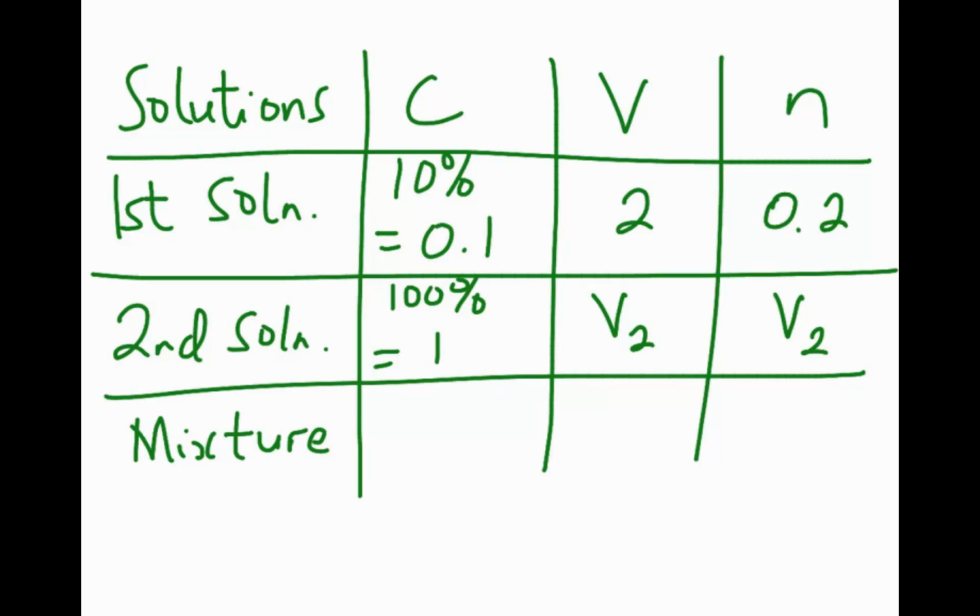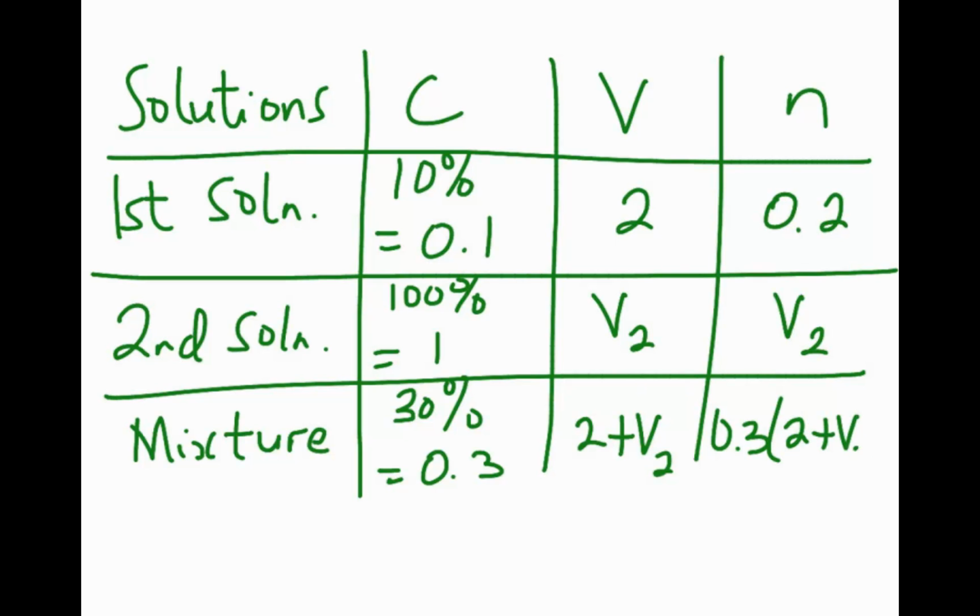And what do we want to have? We want to have 30%, which is 0.3. The volume is an arithmetic sum, 2 plus V2. And then when you multiply that, it gives you 0.3 parentheses 2 plus V2. Right? So let's go ahead and solve this.